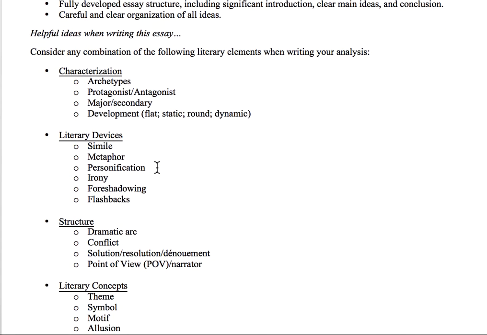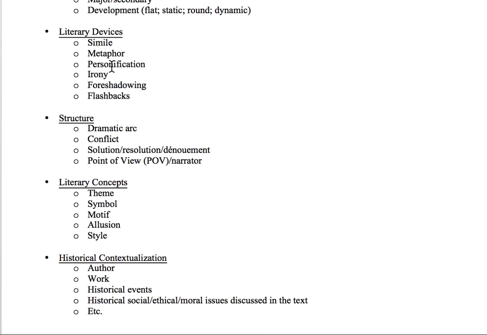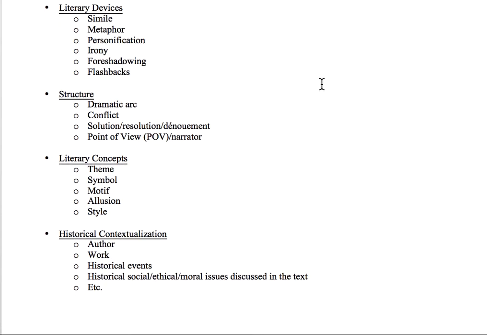When you are breaking down the literary text, here are some things that you can look at. Characterization, look at archetypes, look at the protagonist, look at the antagonist, look how people are developed or not developed. Look at literary devices, simile, metaphor, irony, foreshadowing, flashbacks, all these different things. Look at the structure, look at the dramatic arc. How does it follow the introduction, the rising action, the climax, the falling action, and the resolution. The conflicts, so man versus man, man versus society, all those different things. The point of view, the narrator, that's really important.